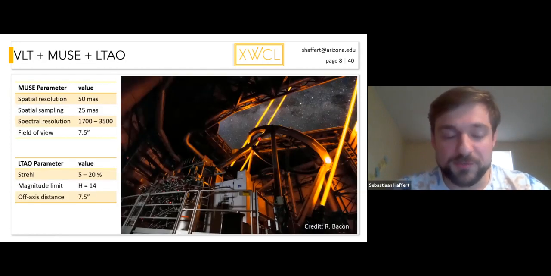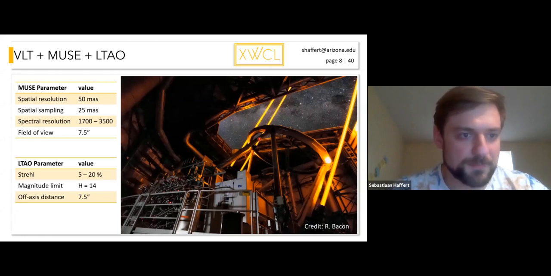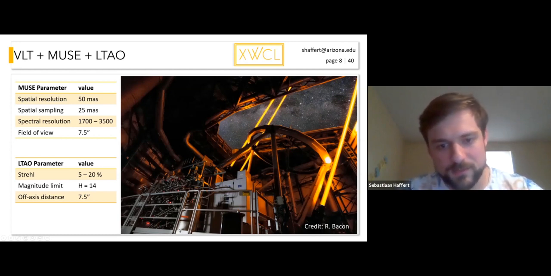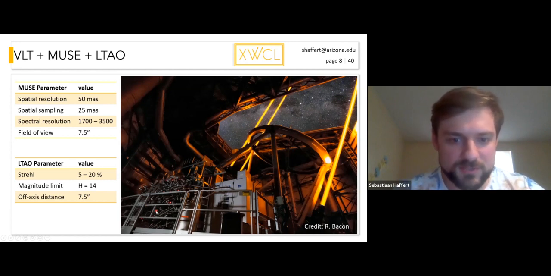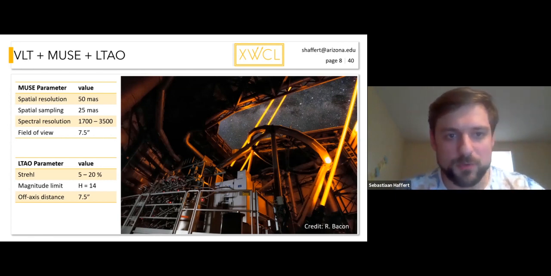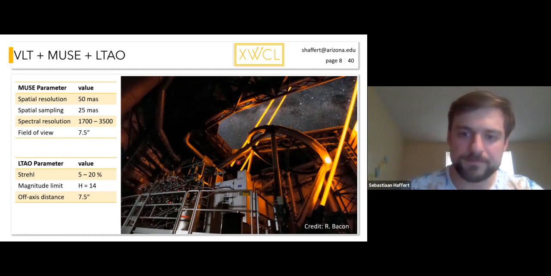So most of my observations up to now have been done with the MUSE spectrograph. Here on the right, you can see an image of MUSE at the VLT. MUSE is quite a large integral field unit. It has 24 detectors and 24 spectrographs. And they are fed by a laser tomography AO system that you can see here on the right. You can see the sodium guide star lasers of the LTAO system.